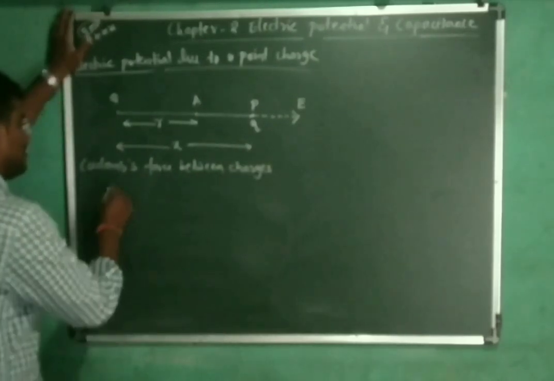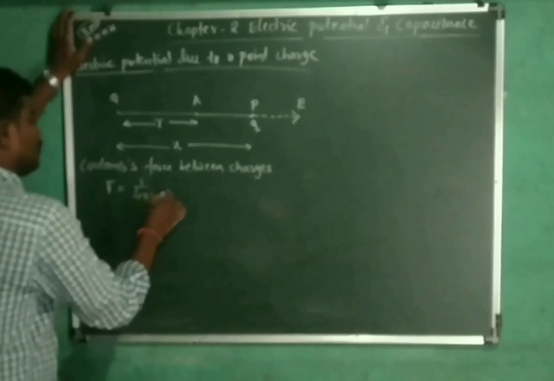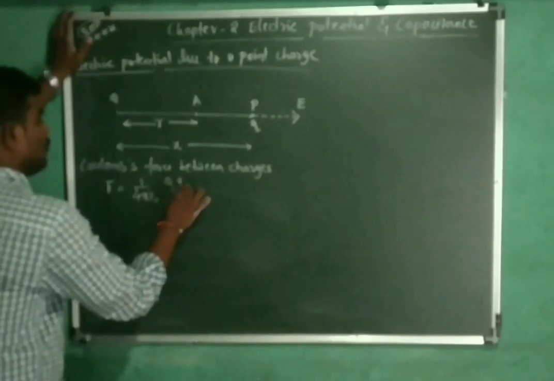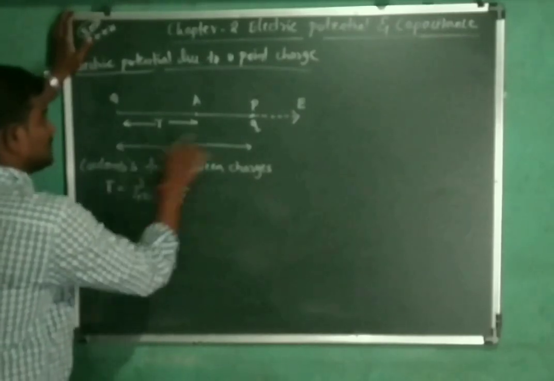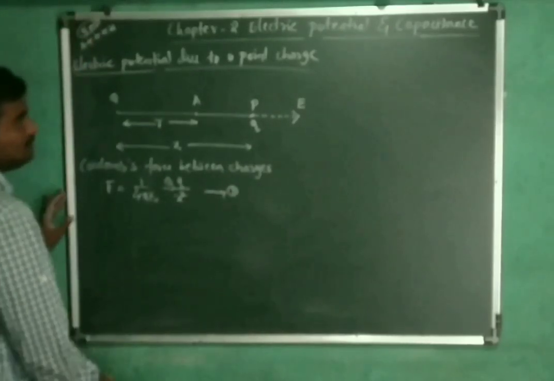Coulomb force between the charges, that is F is equal to 1 divided by 4 pi epsilon naught Q divided by x square. Distance between Q and Q is how much? It is x square. Let us call it equation 1.